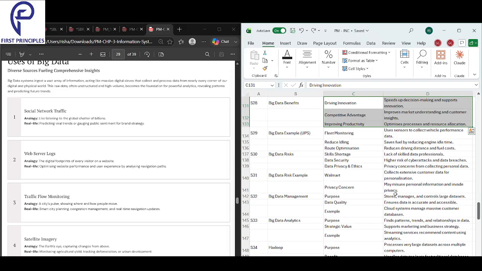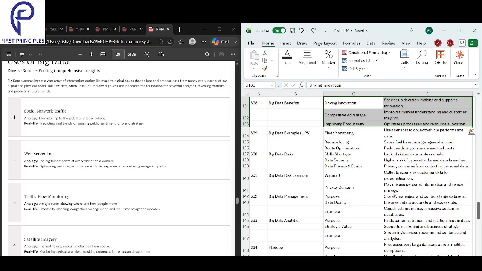That is improving productivity and driving innovation. Big data benefits: it drives innovation, it gives you a competitive advantage, and it improves productivity. What do you mean by driving innovation? It speeds up decision making and supports innovation. Competitive advantage improves market understanding and customer insights. Improving productivity optimizes processes and resource allocation.